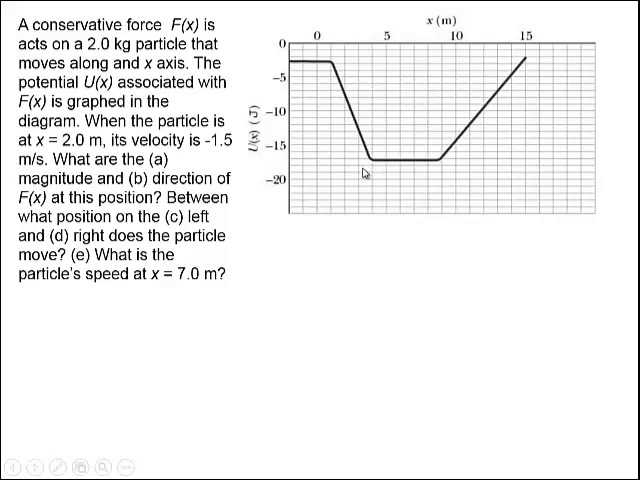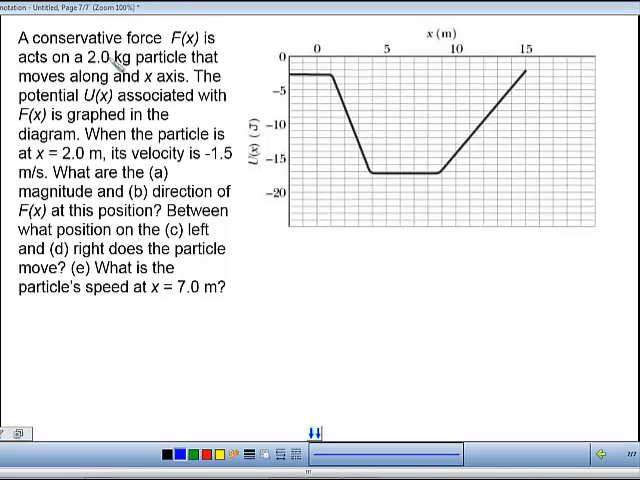Next up. Okay, here's a good example of how to use an energy graph to find out some information. Previously I said that we needed to be given some information about the object, either its total mechanical energy or we needed to be able to find out its kinetic energy at a point. And in this problem, they've given us the information to find the kinetic energy. Okay, so what it says is we have a 2 kilogram particle, and that when it's at 2 meters, it has a velocity of negative 1.5 meters per second.